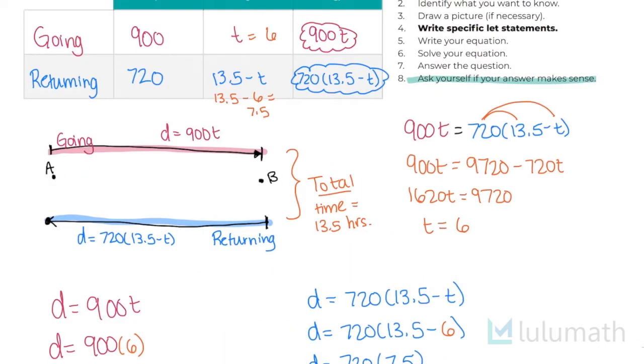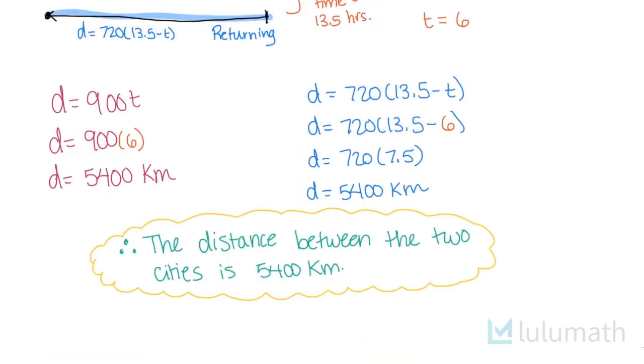So now we want to ask ourselves if our answer makes sense. Does it make sense that the cities could be 5,400 kilometers away from each other? Absolutely, it could make sense. They're pretty far from each other, yes, but it's still possible. And a time of 6 hours and a time of 7.5 hours also makes sense. So we are good to go with this question.